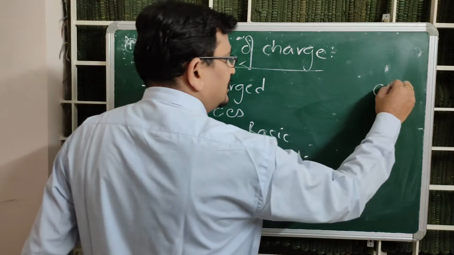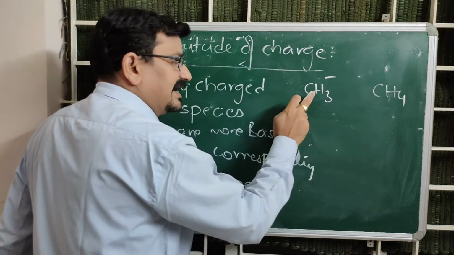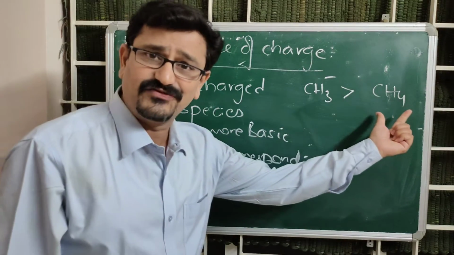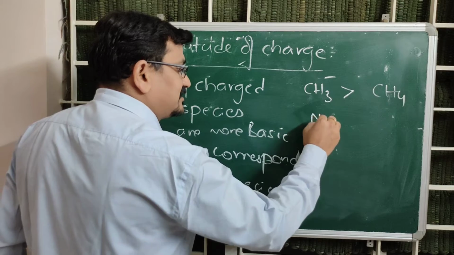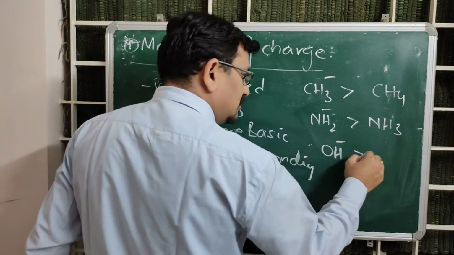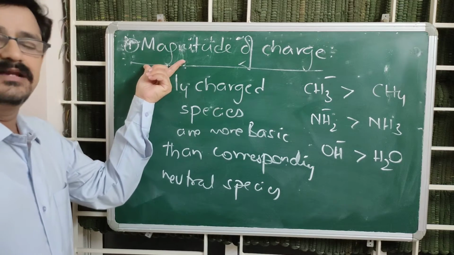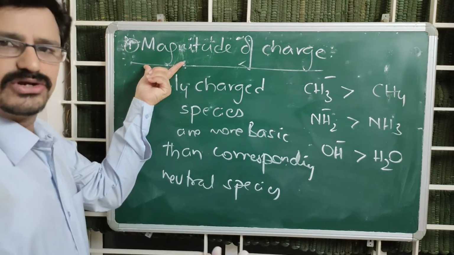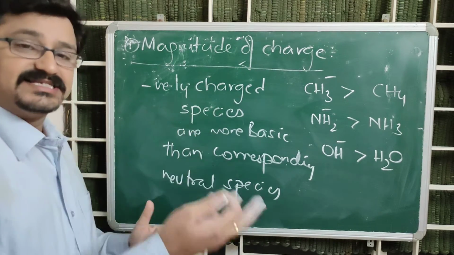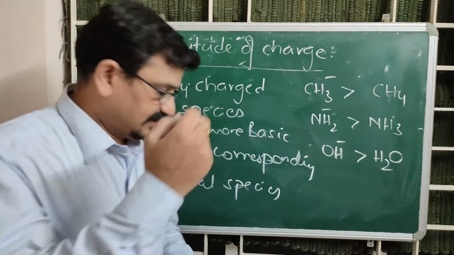For example, you consider a neutral molecule CH4 and its anion derivative, that is CH3 minus. The negative species is more basic than its corresponding neutral species. CH3 minus is more basic than CH4. The same way, we can say that NH2 minus is more basic than NH3. OH minus is also more basic than H2O. So this is the first factor that helps us in predicting basicity as well as nucleophilicity. What is that? Magnitude of charge. Negatively charged species are more basic than the corresponding neutral species in this way. Next factor.